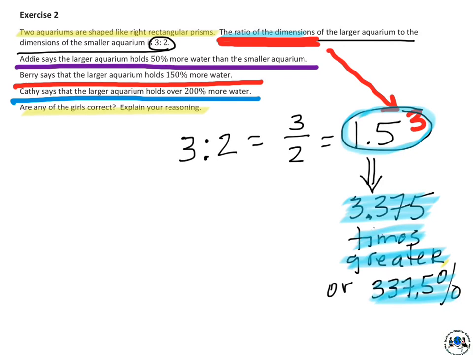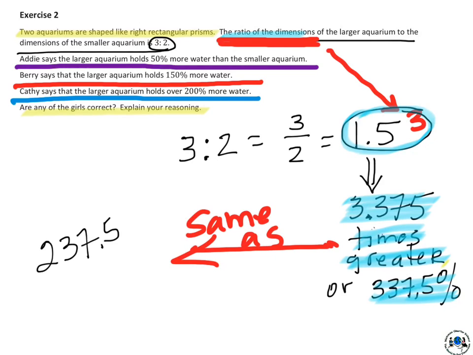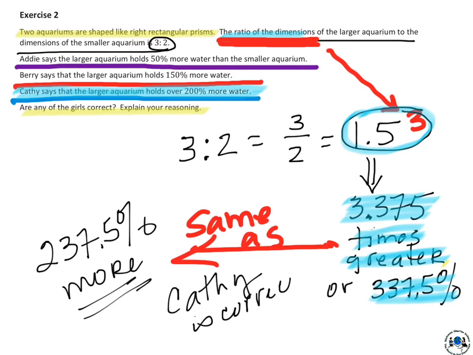Okay, or 337.5%. Now we're not over yet. I'm not done. Now this is the same as 237.5% more. It is 237.5% more because we need to account for the 100% already of the original. So, anyway, that 237.5% is pretty much what Kathy was saying, because Kathy is correct, because she said very correctly that the larger aquarium holds over 200% more water.